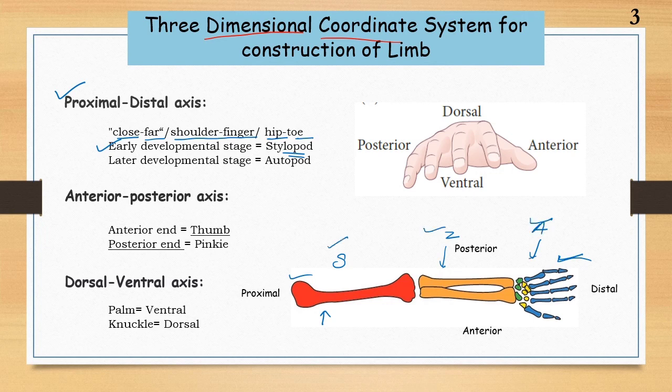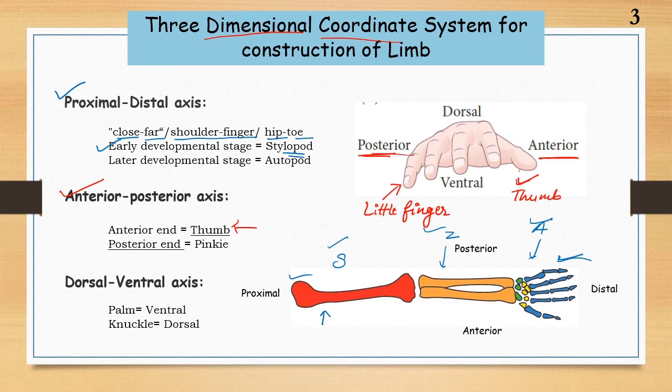Now talking about the second axis, that is the anterior-posterior axis. The side of the hand that has the thumb is known as the anterior end of the hand, and the side of the hand that has the pinky finger, the little finger, is known as the posterior axis of the hand.